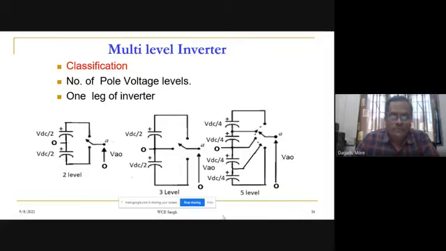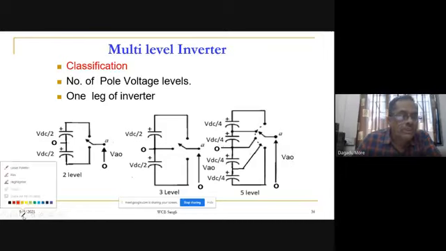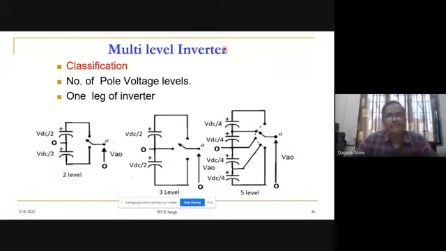Let us review what we did last time. Last time we introduced multi-level inverters, and the classification is based on two things. One is the number of pole voltage levels and the other is the topology. Based on the number of levels, we are discussing the voltage VAO. A is the one leg output and O is the center point of the DC link.